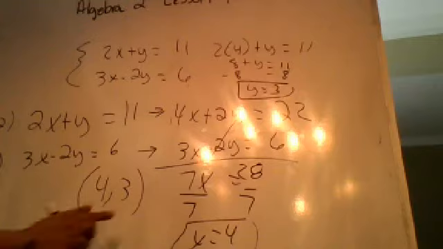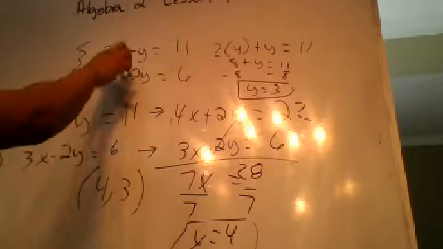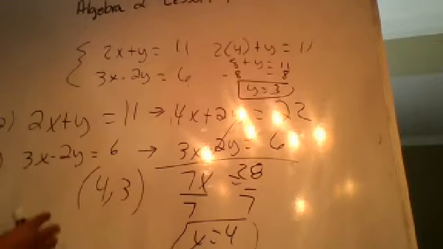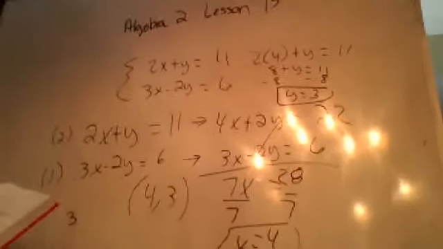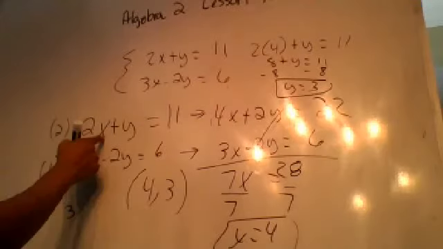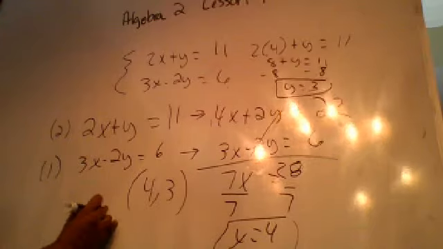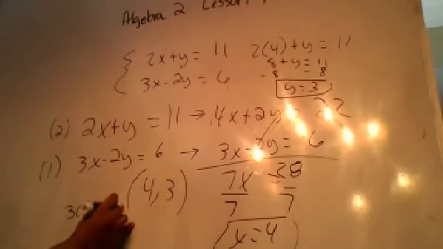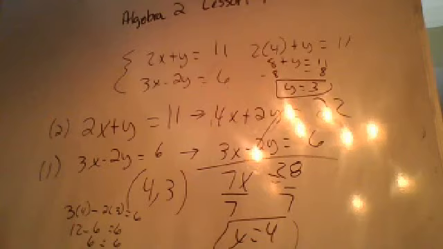And then how do I check it? I put 4 and 3 in this equation, and I put 4 and 3 in that. We already kind of checked this one, so let's try this one. So we're going to have 3 times 4 minus 2 times y, which is 3, equals 6. So we have 12 minus 6 equals 6. And does 6 equal 6? Yes, it does. So that solution works for both of them.